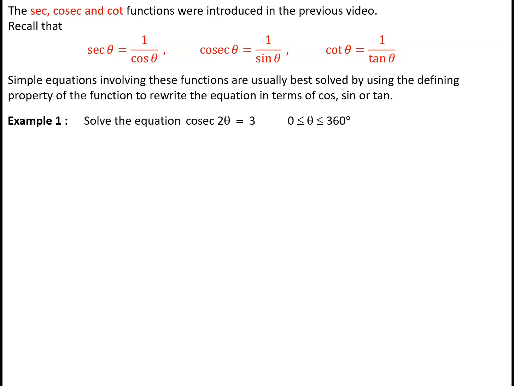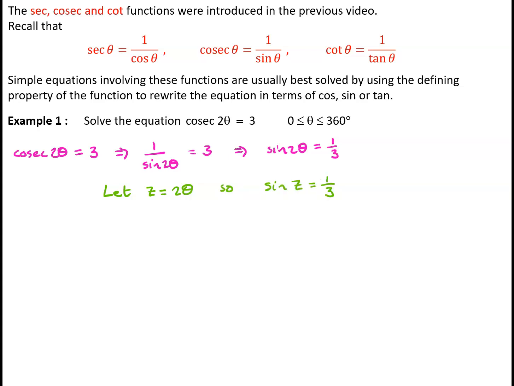So for example, if we have to solve the equation cosec 2 theta equals 3 for angles theta measured in degrees between 0 and 360 degrees, then we'd start off by saying that cosec 2 theta equals 3 means that 1 over sine 2 theta must equal 3. In other words, sine 2 theta must equal 1/3. To solve this equation, it would be sensible to make a little substitution. So if we let z equal 2 theta, we've got now the equation sine z equals 1/3.